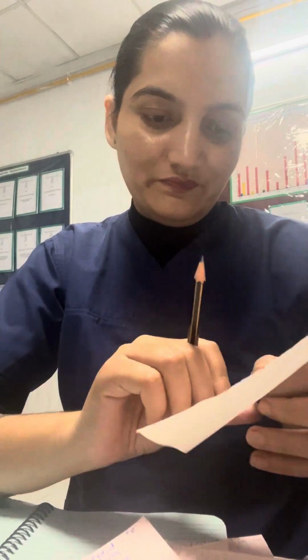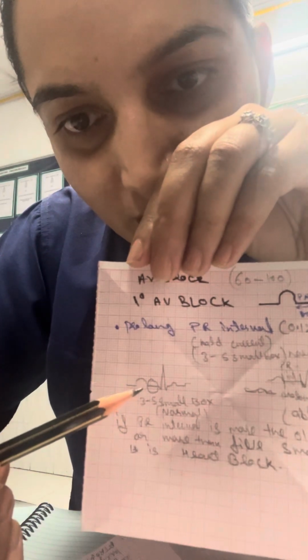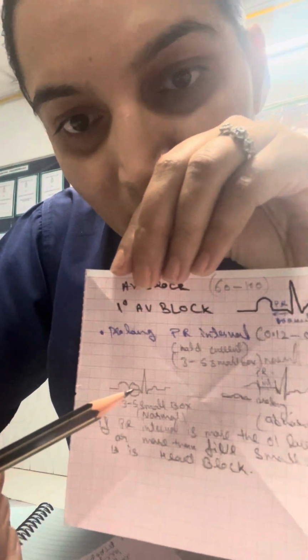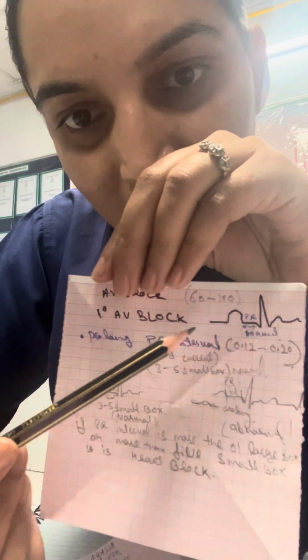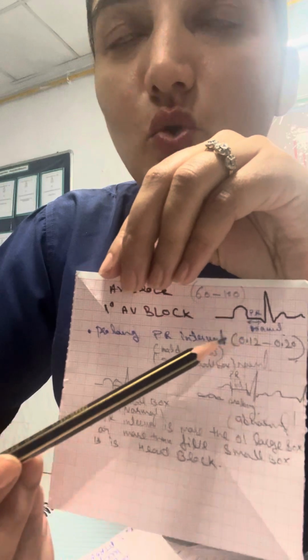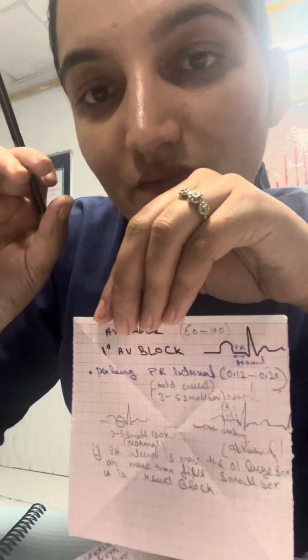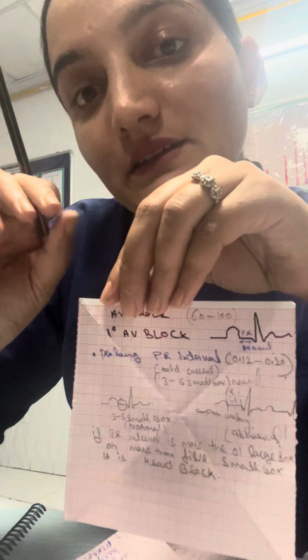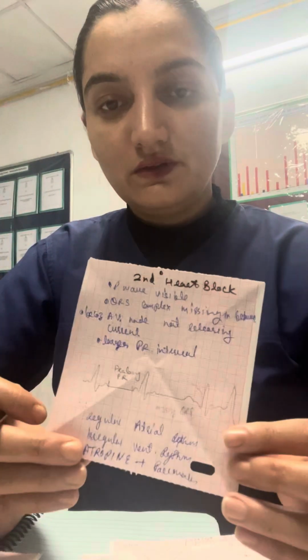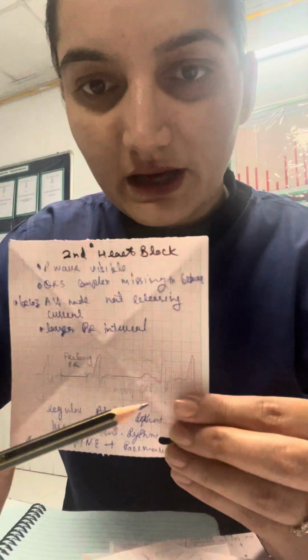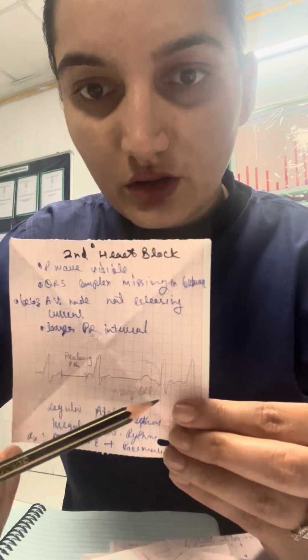As you can see here, usually the PR interval is between 3 to 5 small boxes, but if this space increases, if the PR interval is more than one large box, then the patient is in first degree heart block. And if we do not treat first degree heart block, then this interval will increase and there is a prolonged PR.